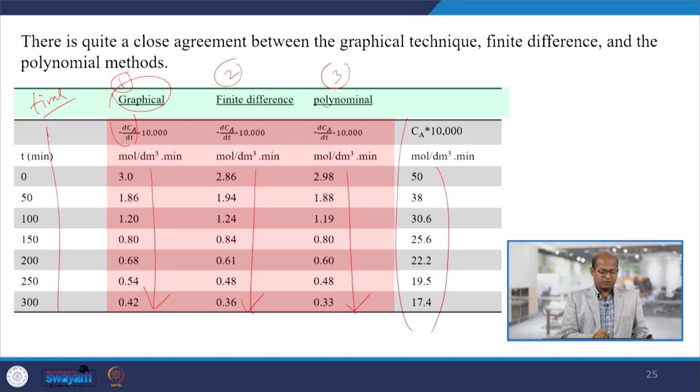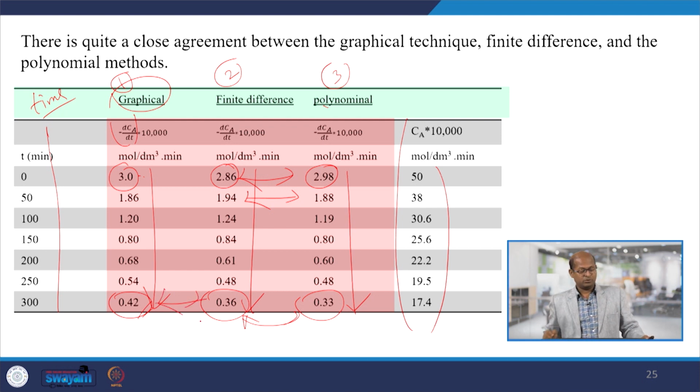Okay. So, you can see the rate for the graphical method at t equals 0 is coming 2.86, and it is coming 2.98 in another method. Similarly, at 300 minutes, the graphical method is coming 0.42, but the finite difference method is coming 0.36 and the polynomial fit is coming 0.33. So, these two values are almost close to each other, there is no significant difference between them, but here you can notice a significant difference. Therefore, this method is not much more accurate. So, either the finite difference method or polynomial fits, either one we can use to find out the rate.